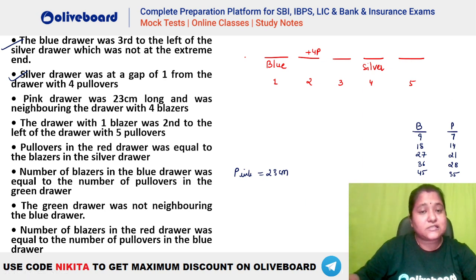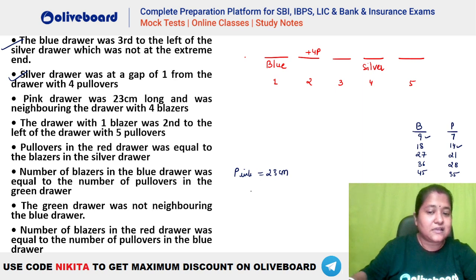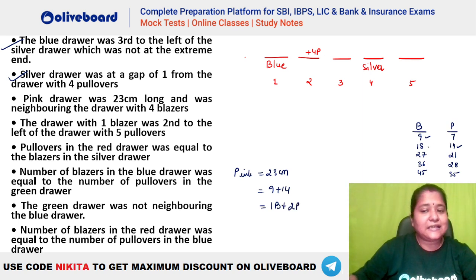So what are the possibilities to have a sum of 23? Let's say if we take the number of blazers and pullovers, you can see 9 plus 14, isn't it? This is 9 plus 14. So that means we have one blazer plus two pullovers. That is a possibility. With 18, we do not have a 5. 27 is anyway greater. So the only possibility for pink is that pink has one blazer and two pullovers in here, such that the total length is 23 centimeters.